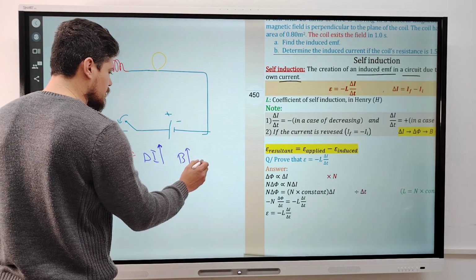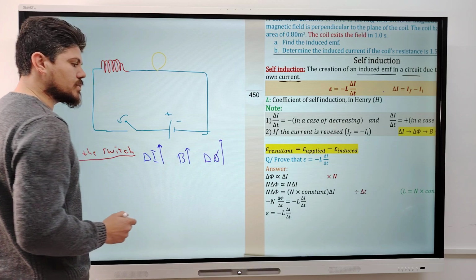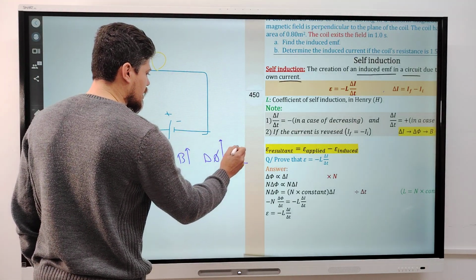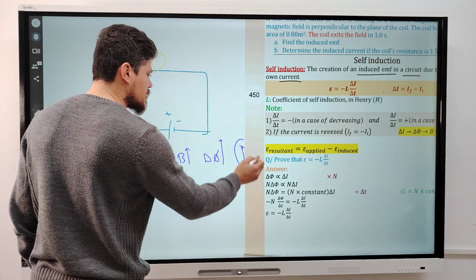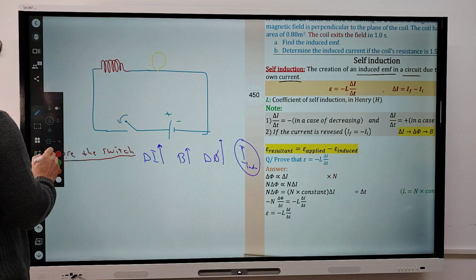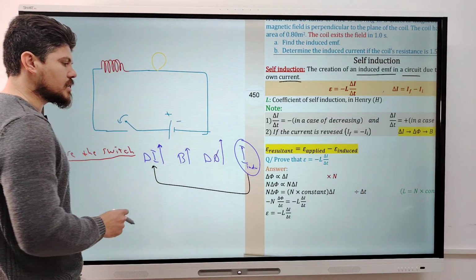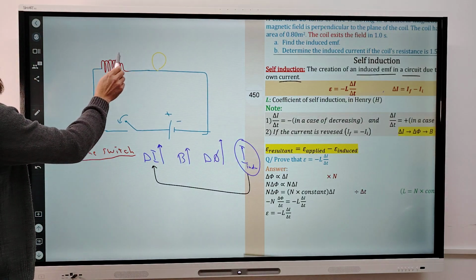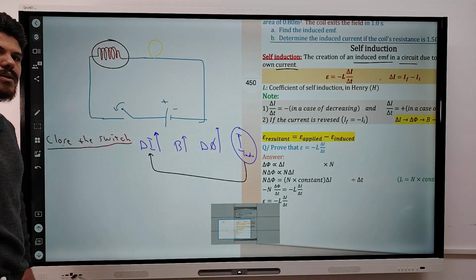When the current increases, the magnetic flux also increases. So this magnetic flux induces the current. Induces what? The current, okay? So this induced current is opposite to what? It is opposite to the change of the current in the source, okay? So it means that the coil hates what? It hates the change in the current, okay?